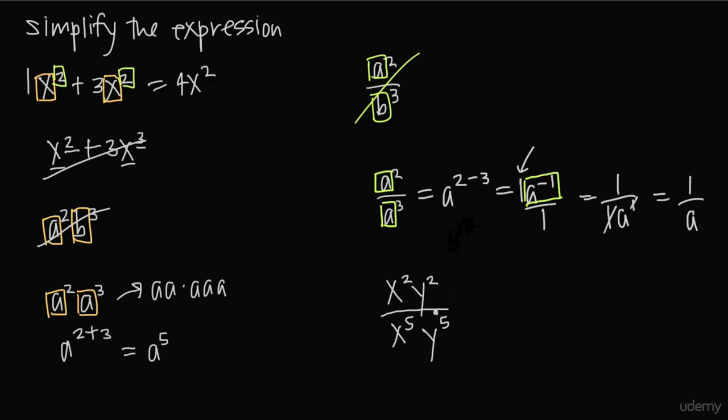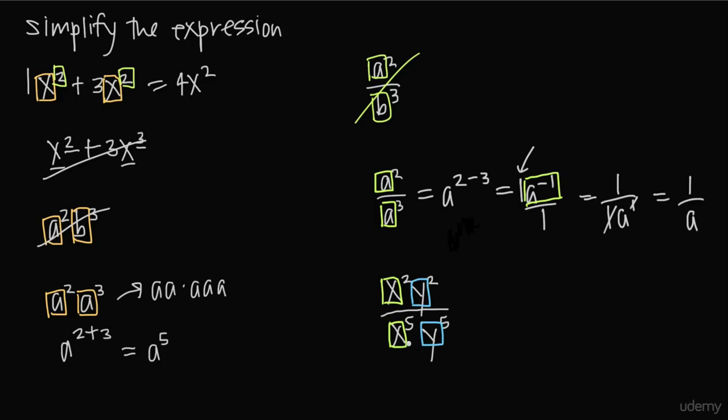Let's look at another example where we have x squared y squared divided by x to the 5th y to the 5th. Well, we're going to deal with our x's together. We have this like base of x. In the numerator we have x squared, in the denominator we have x to the 5th, and then we're going to deal separately with our y terms where we have y squared and y to the 5th.